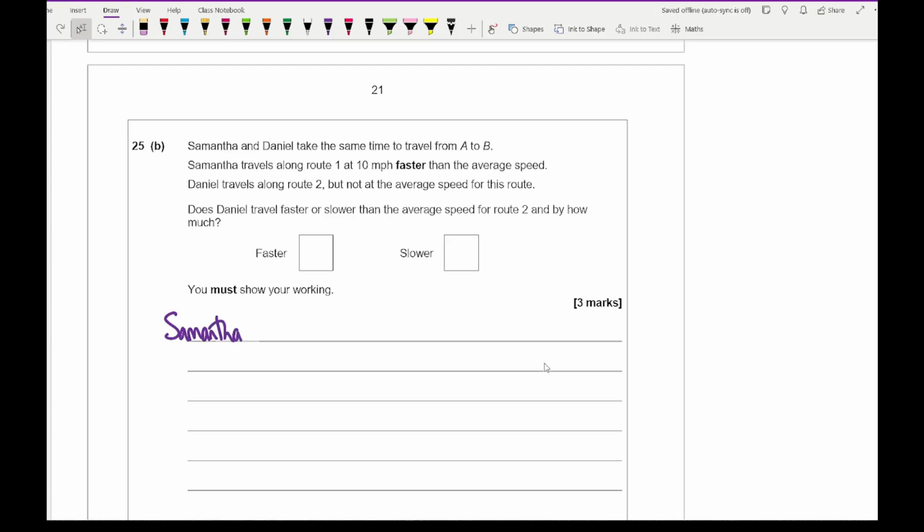Now Samantha is travelling 30 miles. Now the average speed was 40, but if she's travelling 10 miles per hour faster, well then she's going to be travelling at 50 miles per hour. So then looking at working out the time, that's going to be 30 divided by 50, which is 3/5, which is 0.6 hours.